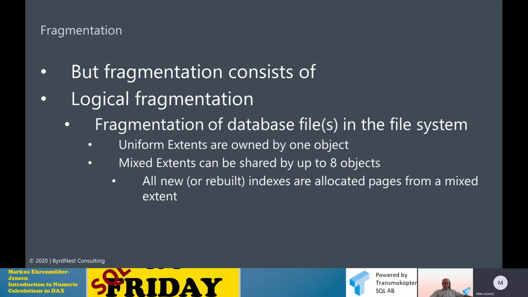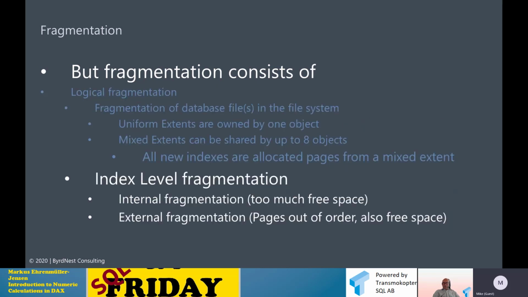Anyway, when you get a newly rebuilt index, the first page comes out of a mixed extent, mixed being that there's something else also using pages within that extent. So we have 2 types of fragmentation. We have internal and external. Internal is where you have too much free space. In other words, you have actual space within an index that's not being used. External fragmentation is where the pages are out of order, but usually when you have a bad page split, you also free up space and have internal fragmentation too.